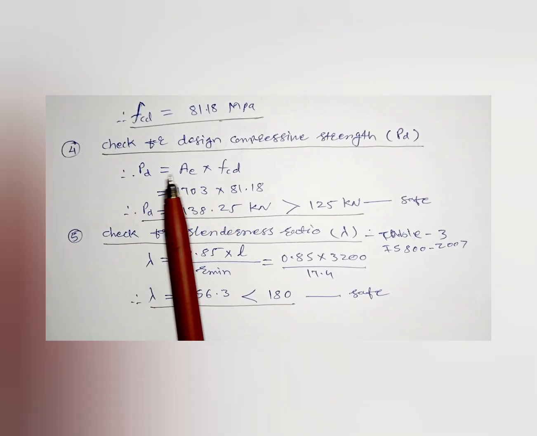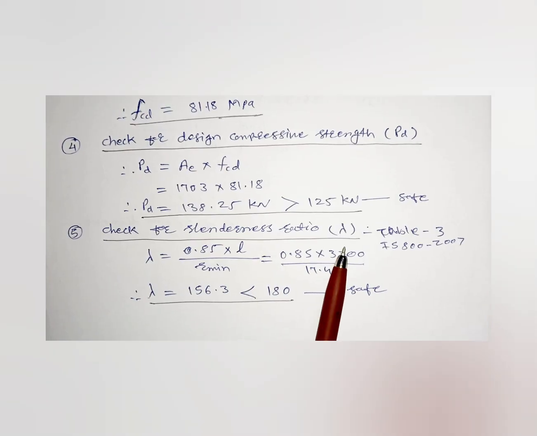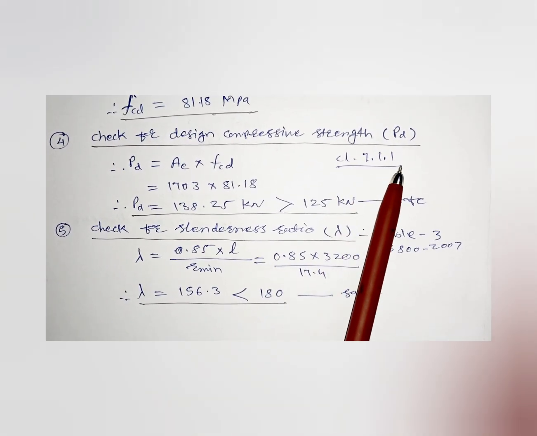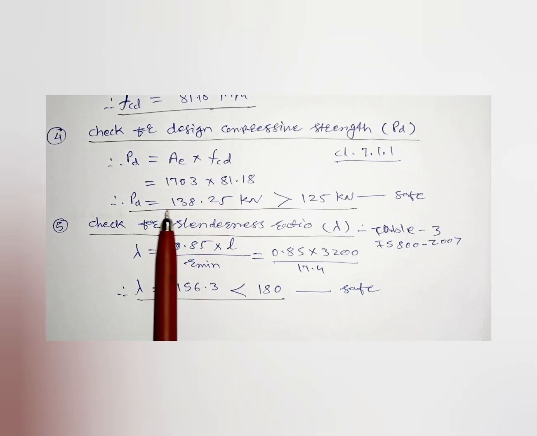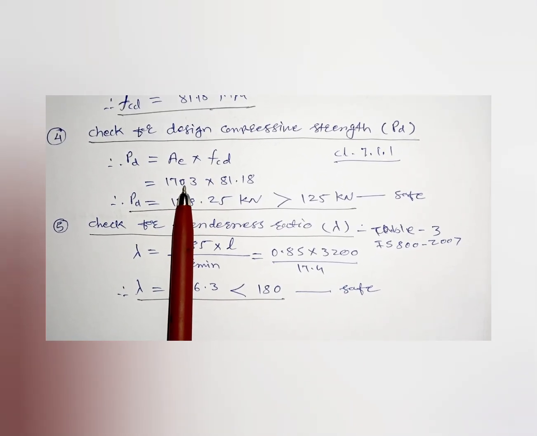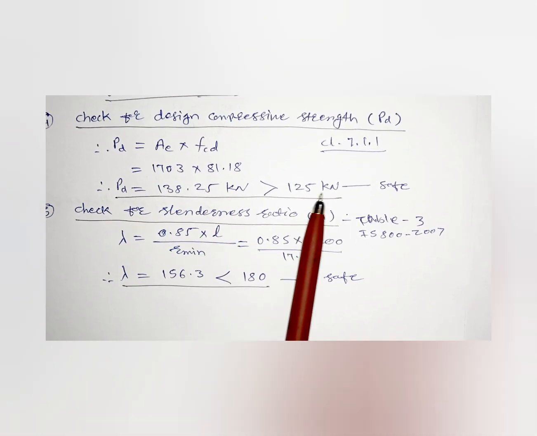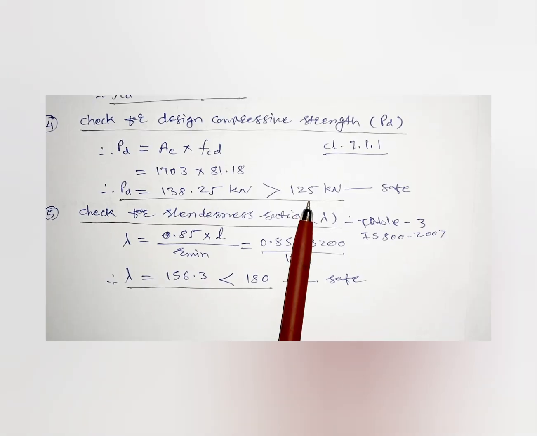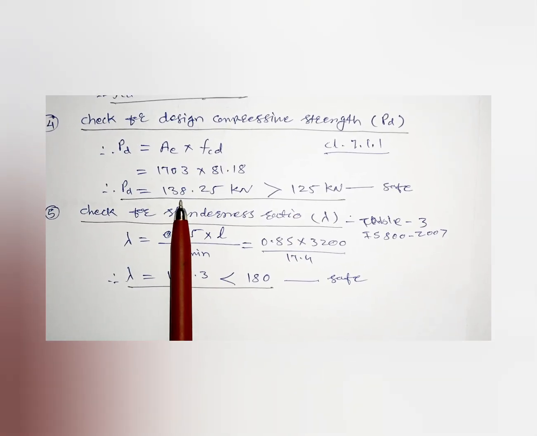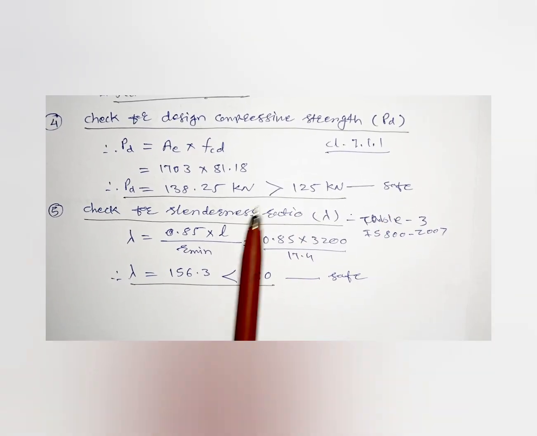There are two checks: check for design compressive strength PD and check for slenderness ratio. For the check for design strength, clause number 7.1.1 gives this formula, and here we have to take the area of the selected angle section. After calculation it clearly shows that our factored force is 125 kilonewton and the design strength is determined as 138, which is greater than the given, so it is safe.